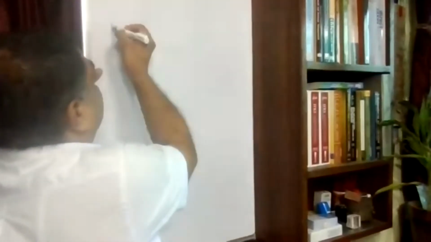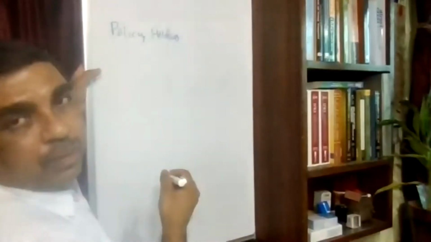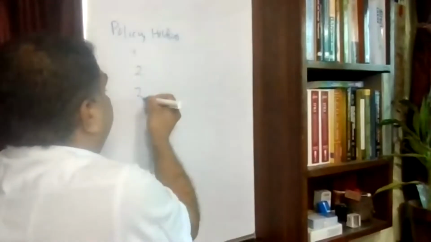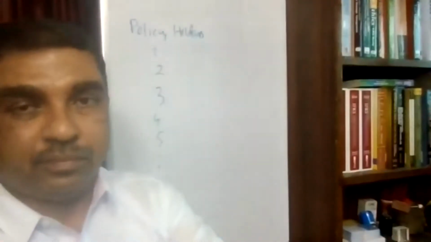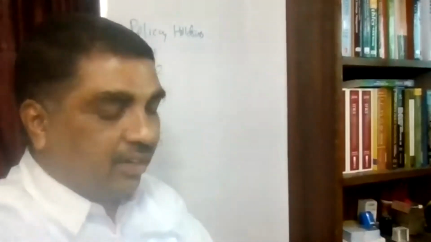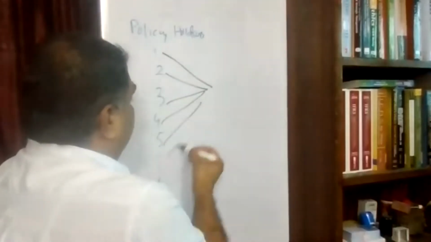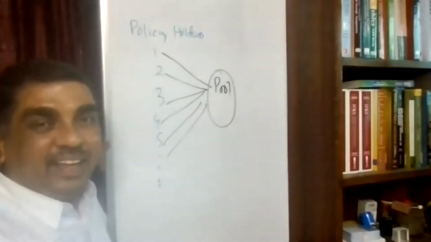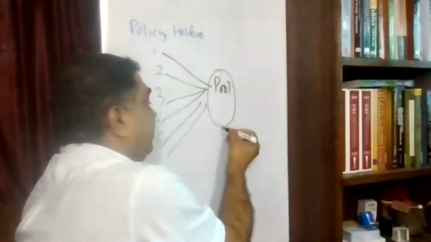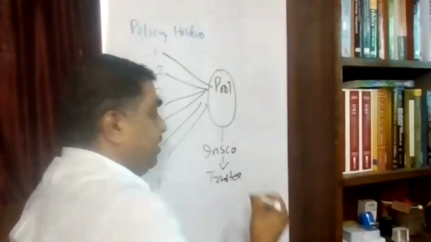Let us say all of us are paying premium. Various numbers of policyholders will be there. So 1, 2, 3, 4, 5, so many policyholders are there. All of them pay money. Everybody pays premium, and a common pool is created. A pool of fund is created. The insurance company is the trustee of this pool, and it manages it.